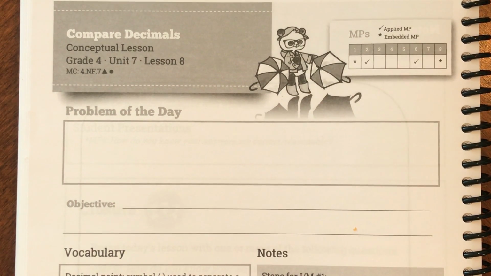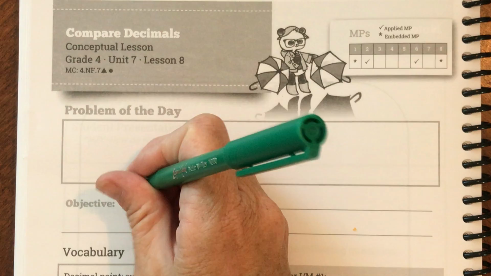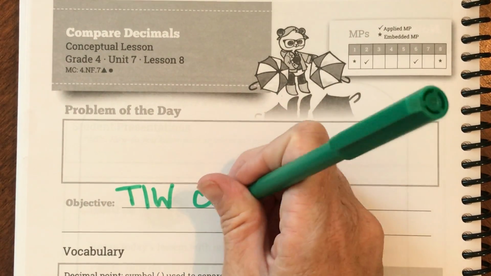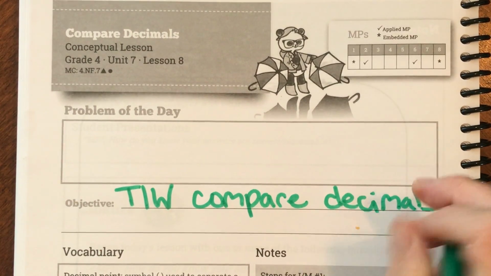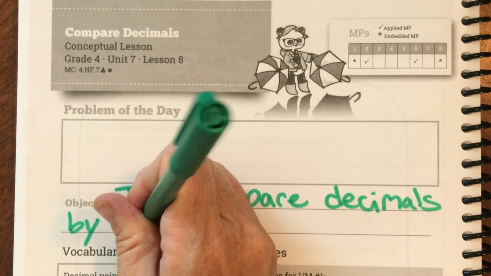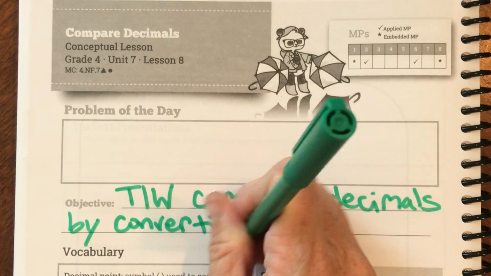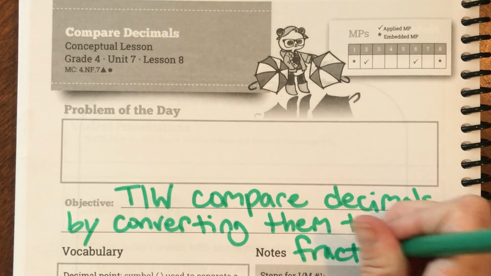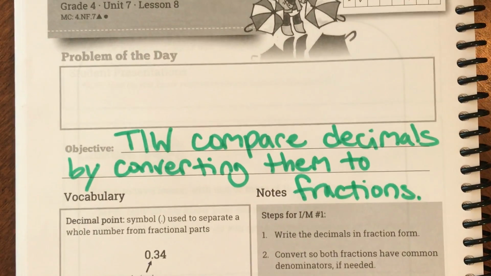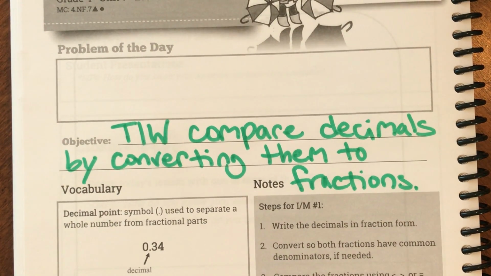Today we are on page 261 of your student journal, and we're going to be doing lesson 8 and lesson 9 in this video. But our objective will be the same throughout the whole video. So our goal today is, I will compare decimals by converting them to fractions. Okay, so I'm going to read that one more time. So our goal today is I will compare decimals by converting them to fractions.